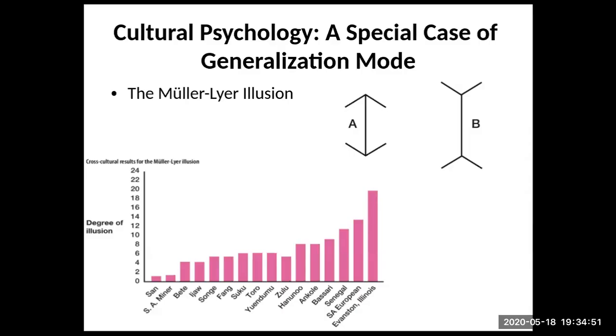And so what you see is SAN and SA minor, you see hardly any degree of illusion because they, for some reason, whether it's a background foreground thing, can see that the lines are the exact same size. It's a little bit bigger of an illusion in some of these other cultures. And as you get towards South America, or SA European and Evanston, Illinois, you see that the amount of this illusion gets bigger. So people in Illinois in the Midwest would swear that B is a bigger line than A, even though they are the same line. So you can test this one thing on different cultures and basically get a generalization.